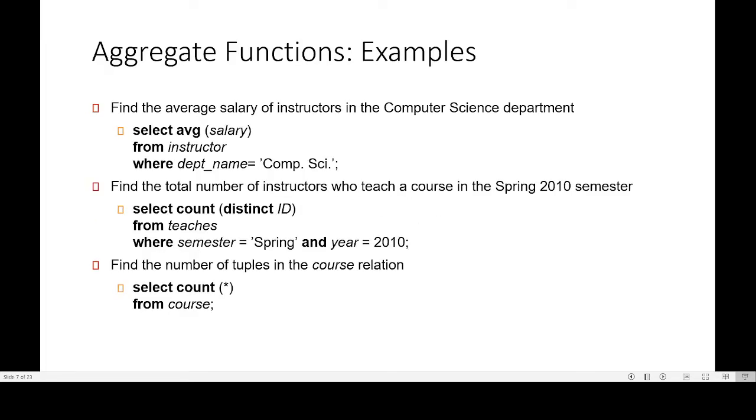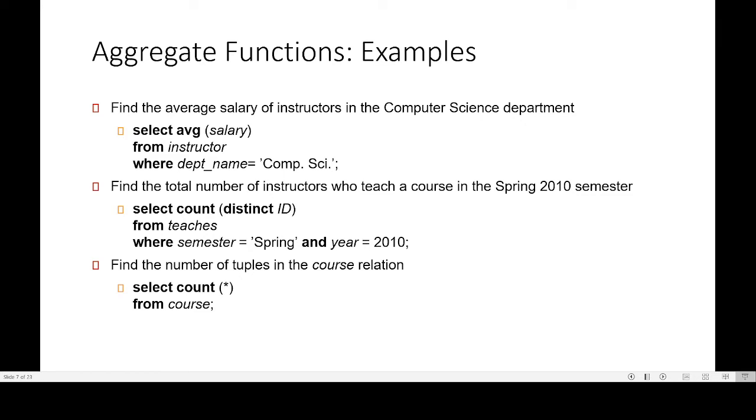Now let us see some examples of the aggregate function. Let us find the average salary of instructors in the computer science department. So we have a table named instructor, and we want to find the average salary of instructors. So we can use the aggregate function average here. So we select average, then salary is the column we are considering, from the table instructor, then we have to give a condition depending upon what result we want.